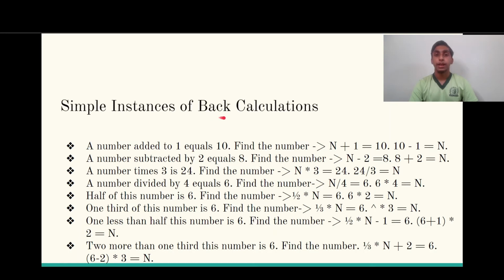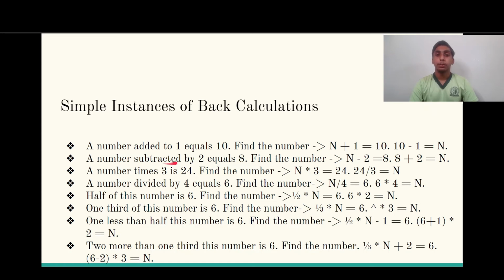Alright, so let's go into some simple instances of back calculation. A number added to 1 equals 10, right? So we want to find the number. So n + 1 = 10, so we're going to do 10 - 1 = n. So basically now we're doing subtraction to find our n. These may seem really simple. They're basically simple linear equations. But the point here is we're trying to emphasize how back calculation really works and how you would change it if you were given something like this in a word problem.